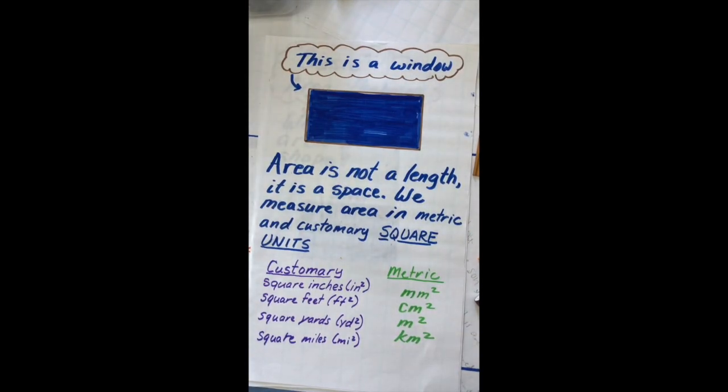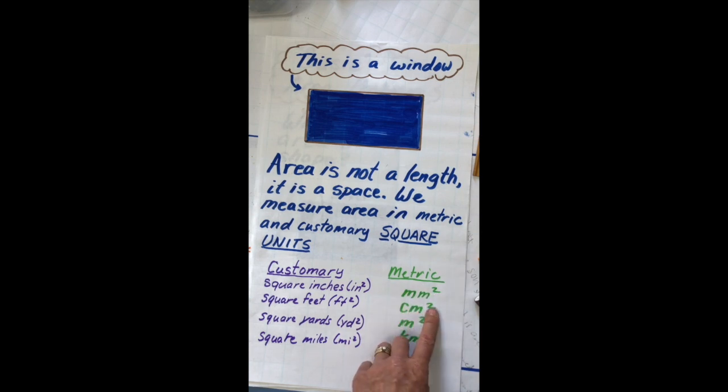Area is not a length, it's a space. We measure area in metric and customary square units. So you can see I've written the same thing. I kind of ran out of room here, but customary units are square inches, which is inches squared, the two. Square feet, which is feet squared. Square yards, which is yards squared. Square miles, which is miles squared. This is millimeters squared, centimeters squared, meters squared, or kilometers squared. Okay, so area is squares.